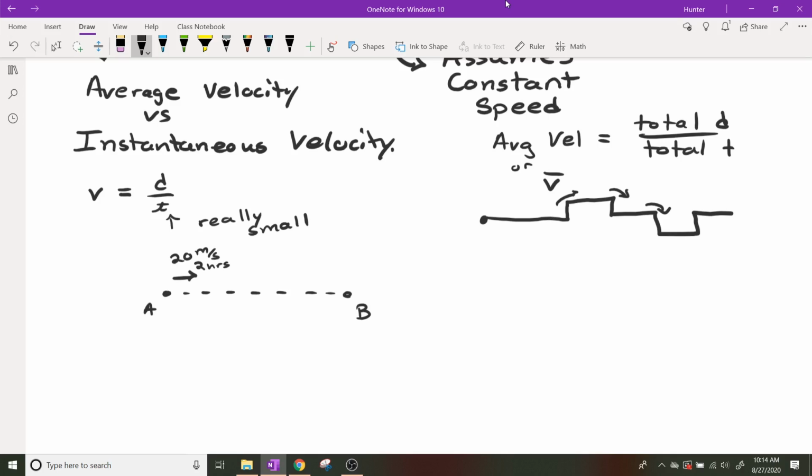We could find our distance, but that's not the point. And then you go back from B and you do it the exact same way. You go negative 20 meters per second, and it takes you 2 hours because you're a robot or something, and it was perfect both times. What would your average velocity be for the entire trip? Zero. So did you even move at all?